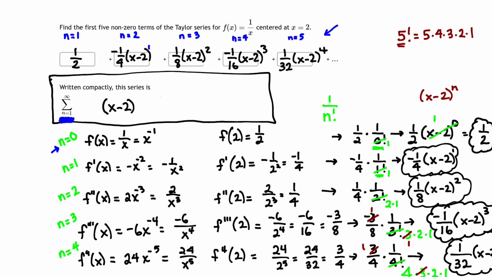If I'm looking here and focusing in on my exponents, what do I note? Well, 4 is actually 1 less than 5. 3 is 1 less than 4. 2 is 1 less than 3. And so really what I could do as an exponent up here on my x minus 2 piece, I can put n minus 1. And this will correctly describe what's happening for each of our terms.